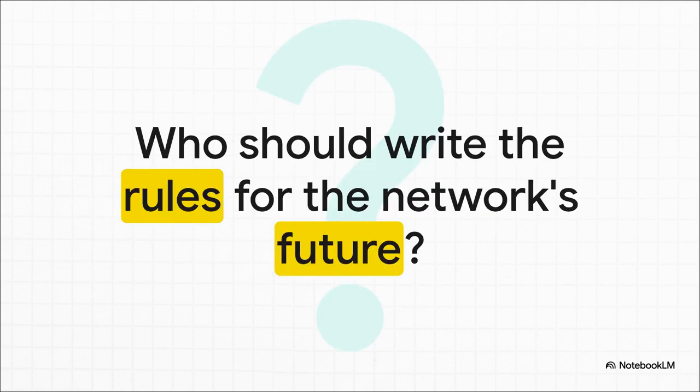So, we've built this invisible, planet-spanning machine that now holds up our economy, our relationships, our entire society. And that leaves us with maybe the most important question of all. Who gets to write the rules for its future? Should it be the engineers who build it, the governments who try to regulate it, the corporations who profit from it, or should it be all of us?